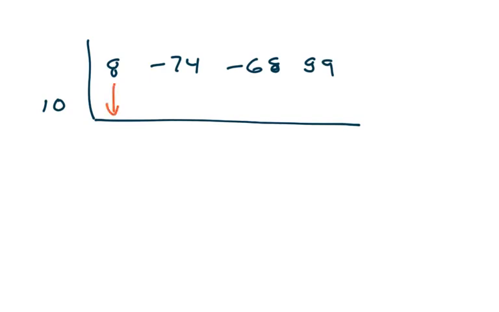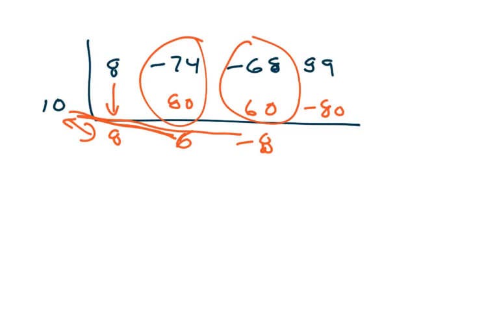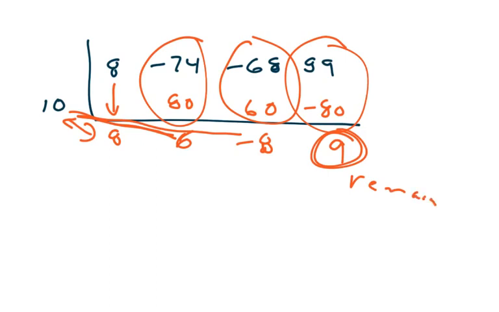I bring down my first number, in this case 8. I times these together. That's 80. 80 minus 74 is 6. I times that with 10. I get 60. 60 minus 68 is negative 8. I times that with a 10. I get negative 80. My result is positive 9. That was our remainder, was it not?